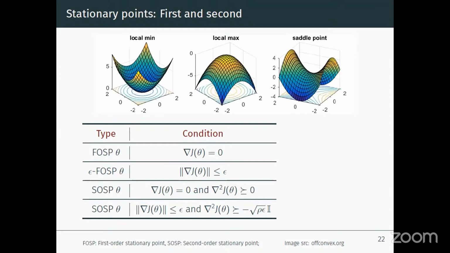Yeah, so this epsilon version is for finite time guarantees. This is where the algorithm will eventually converge when you do gradient descent. A second order stationary point is this, where the gradient vanishes and the Hessian is positive semidefinite. And an epsilon version is where the gradient is small and the Hessian is nearly positive semidefinite. Nearly. Yeah, that's a second order stationary point.